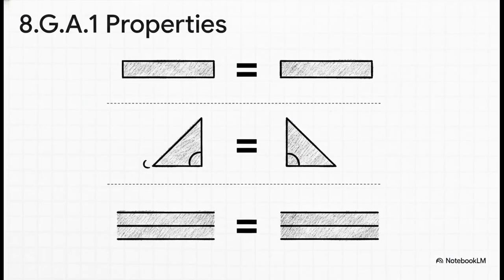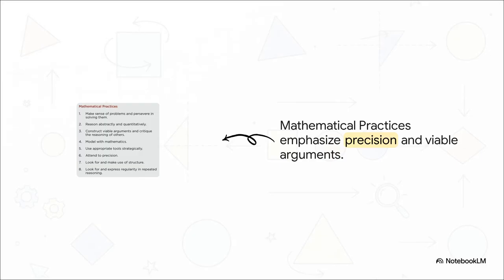Verifying preserved measurements. According to Standard 8.G.A.1, we have to verify experimentally that our rigid motion perfectly preserved specific properties. You need to explicitly state in your reasoning that your rotation took line segments to line segments of the exact same length and that angles were taken to angles of the exact same measure. And hey, if your original shape had parallel lines, you've got to state that they remain parallel in the image too.